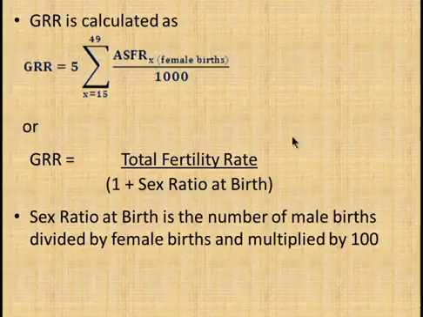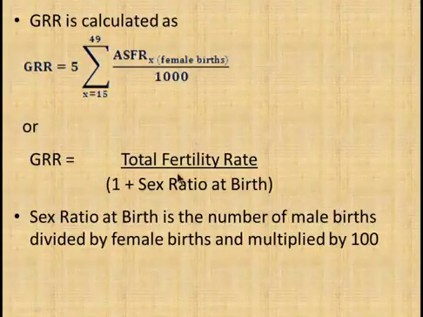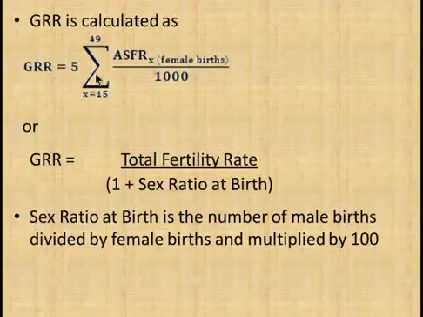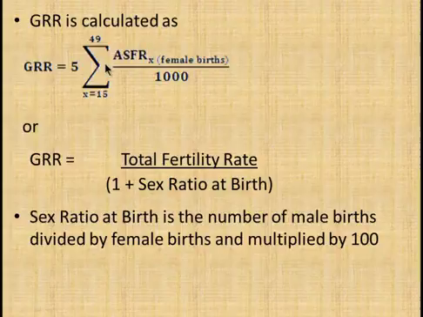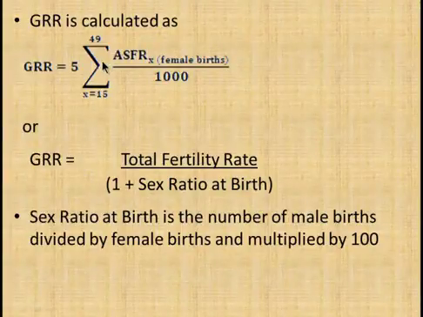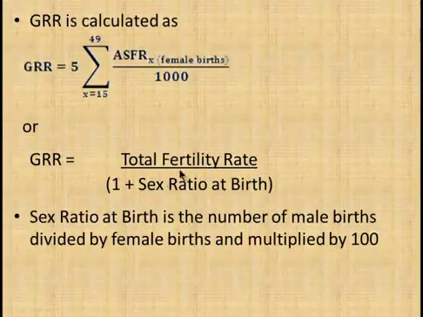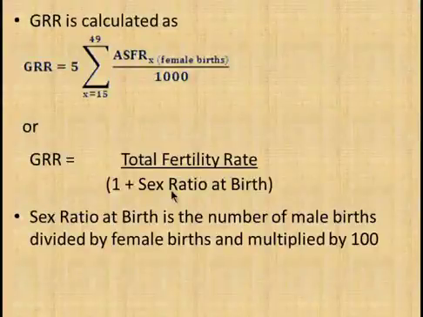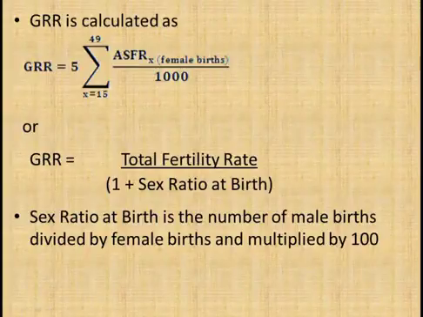So the second formula simply tells us that we are calculating the total fertility rate. However, we are scaling it down to the proportion of female births. That's what is being referred to here.